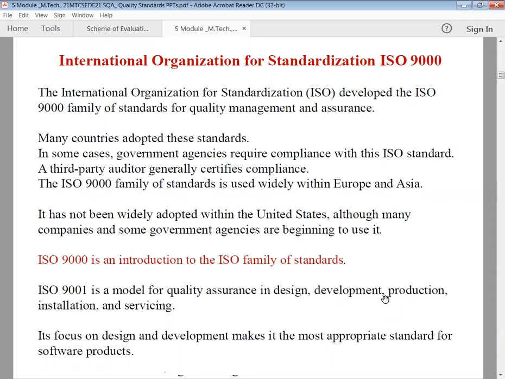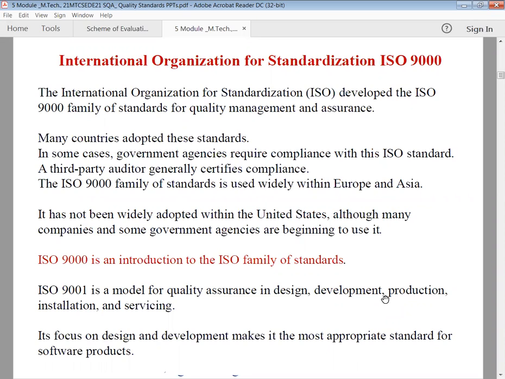It has not been widely adopted within the United States, although many companies and some government agencies are beginning to use it. So the International Standard Organization was established, and it framed its standards and rules and regulations long back. But most of the European-based and Asian companies are using the ISO standard, and it's not widely used in the UK and US. ISO 9000 is an introduction to the ISO family of standards.